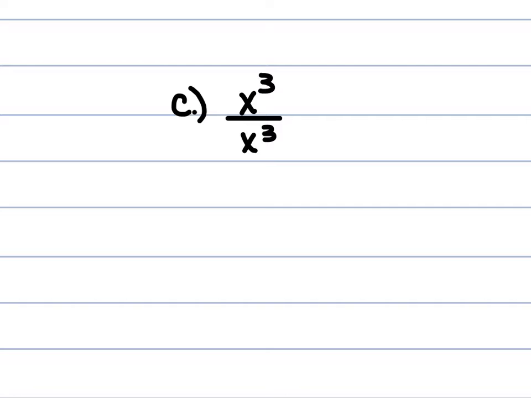For C, we have x cubed over x cubed. So again, keep the x, subtract the 3's. Well, that's going to leave us with x to the power of 0, which is just 1.